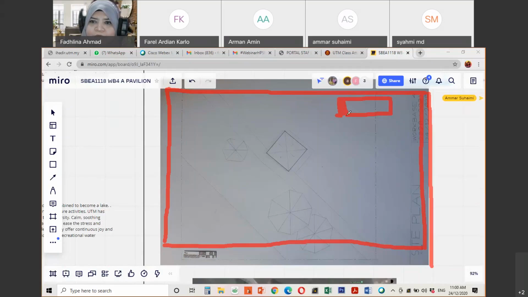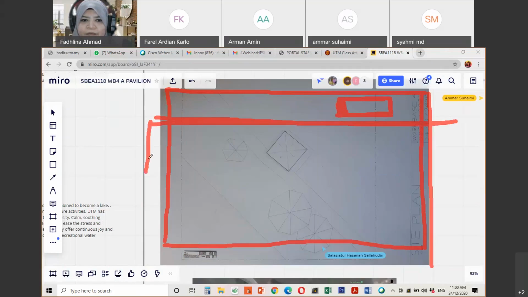Is there anyone far from the lake? You haven't thought about it. Let's say nobody wants to design in this area. Then you can just cut from here, but you take more of the lake at the bottom here. Do you understand, Farel? Okay, Doctor.